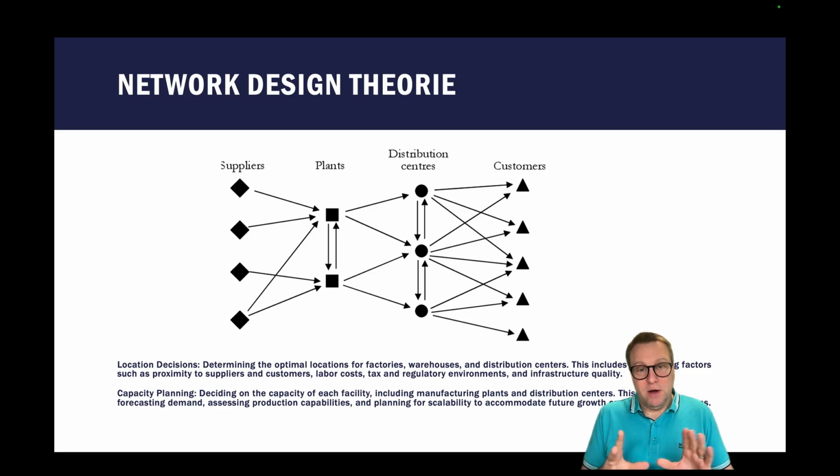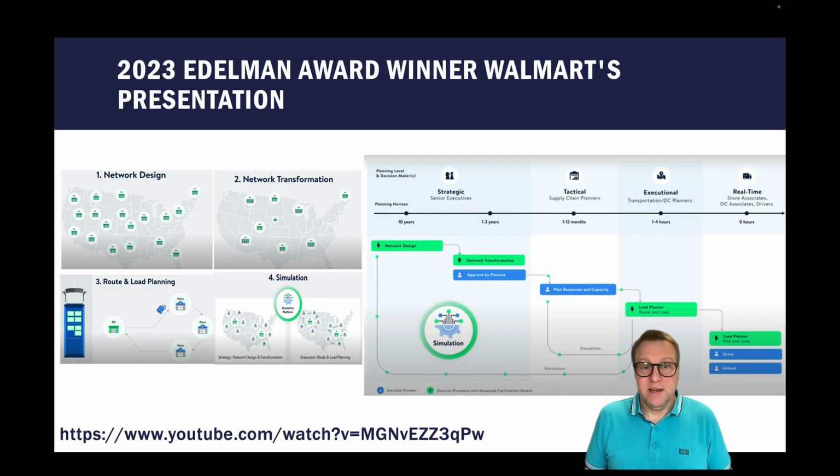But I found a wonderful case which I really like a lot. A brownfield case where a huge network already existed and then they transformed the entire supply chain network into a new network. And this with the help of data analytics. This is the 2023 Edelman Award winner. That's a presentation of Walmart.